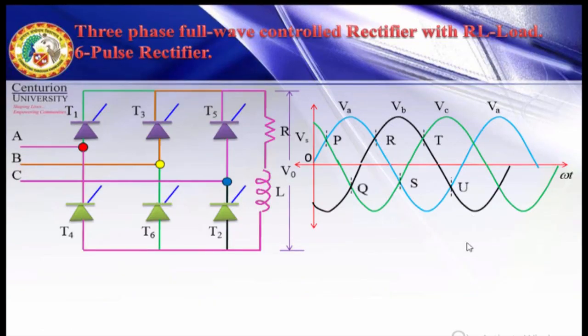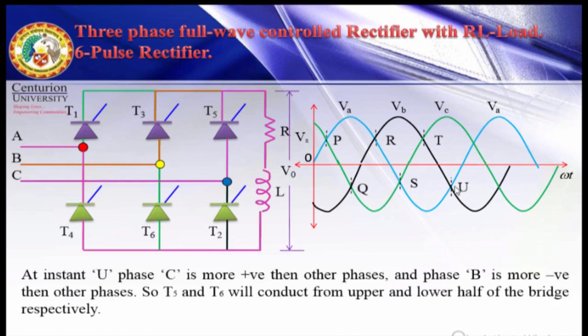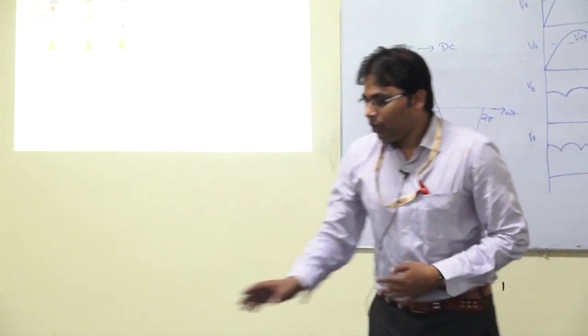Next, at instant U. Tell me, which is more positive at instant U? Vc is more positive, which means T5 is connected to the positive valve of phase C. Then, which is more negative? Vb is more negative. Which is connected to the negative valve in phase B? T6. So during this instant, T5 and T6 will conduct. How will the current flow? From C, then T5, resistance, inductance and T6 back to B.